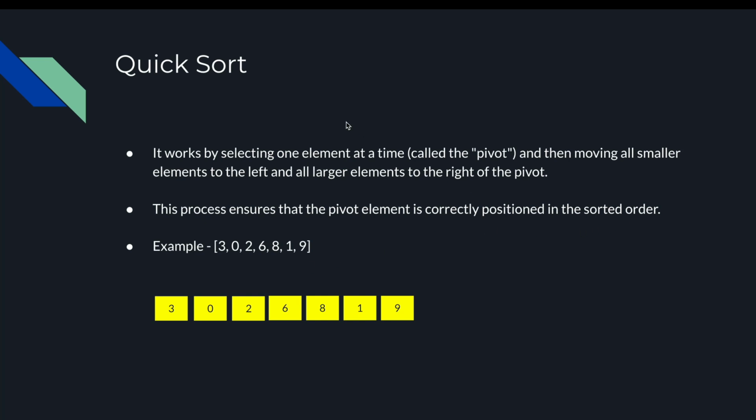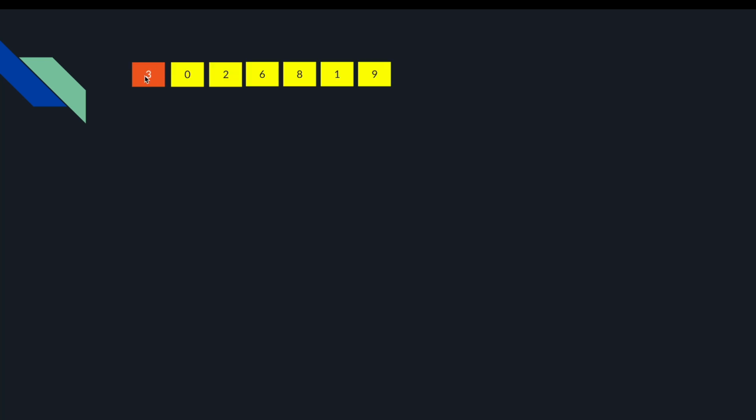Let's try to understand this with an example. As you can see, I already have an example array here consisting of some 7 elements. Let's see the working of quicksort visually first, and then we will write code for it. So as per the definition, let's select an element and call it pivot. For simplicity, I will be selecting the first element as my pivot. Right now it is selected.